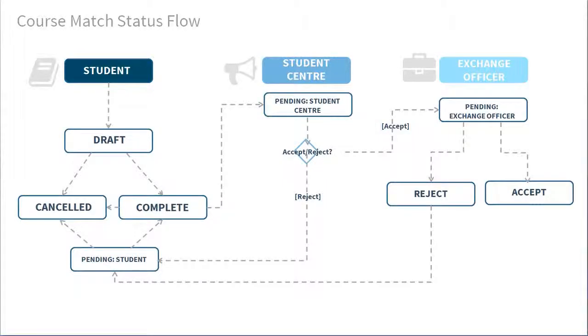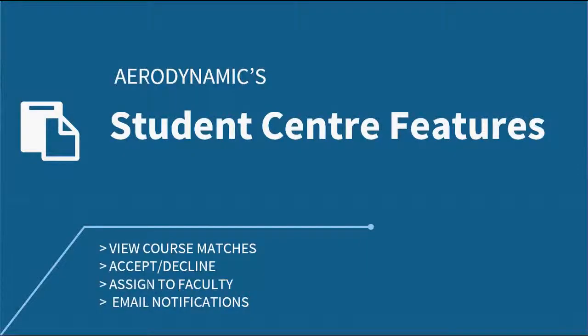Now to provide context around a course match status flow, a student can enter a draft application. They can then turn this into complete or cancel it. Once it is completed, the Student Center can either accept or reject it. Rejecting will go back to the student and accepting will send it to the exchange officer. Now once an exchange officer has it, they can either accept this application as well or reject it and in the process send it back to the student to change.